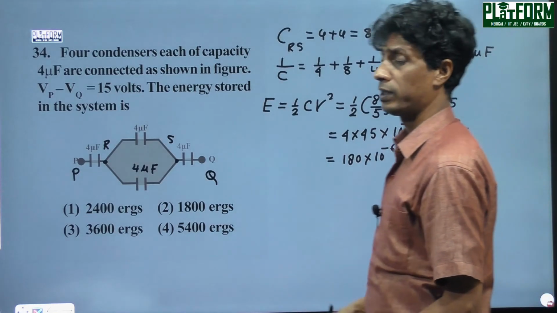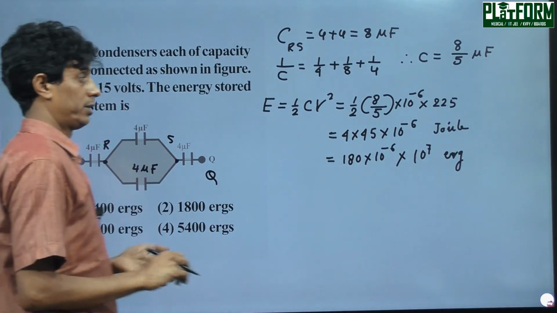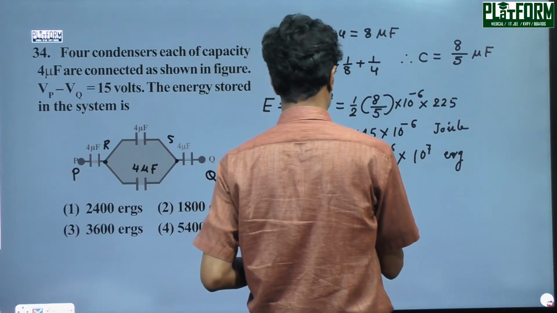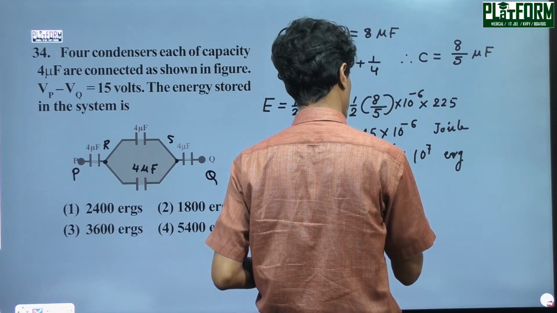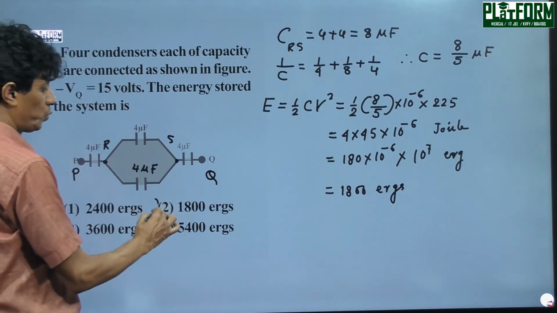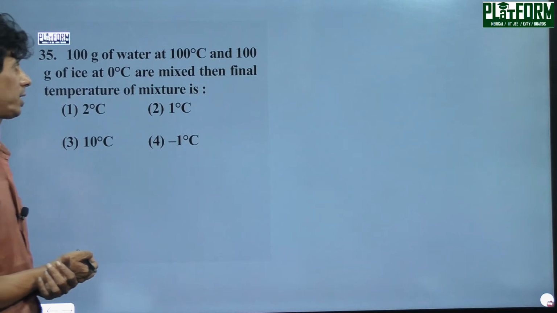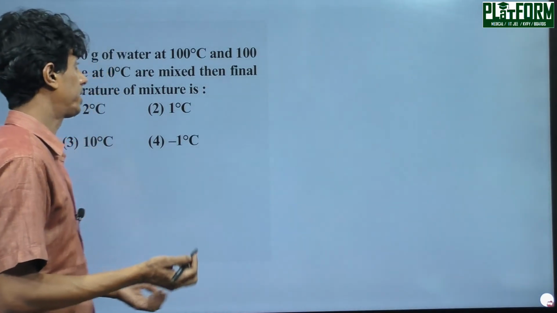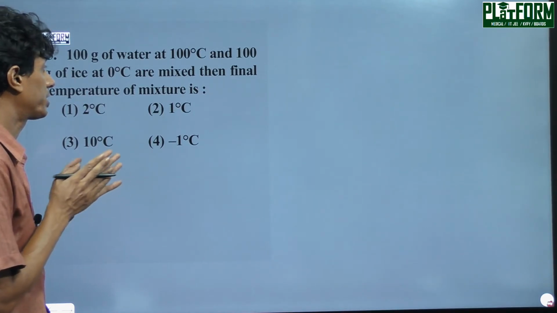All options are given in the unit of energy, that is erg. So it is 1800 erg. The correct option matches with option 2. And next problem: 100 gram of water at 100 degrees centigrade and 100 gram of ice at 0 degrees centigrade are mixed, then the final temperature of the mixture.